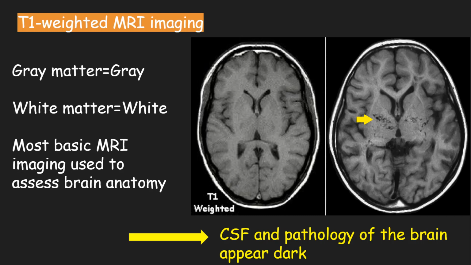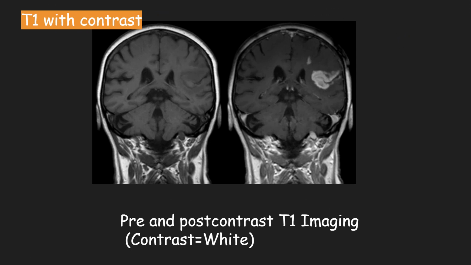On T1, gray matter looks gray, white matter looks white. So it is very easy to remember. What you need to notice is that CSF and the pathology of the brain appear dark, except when you use contrast, where the pathology appears white. In fact, T1 is the view used mainly for contrast studies.